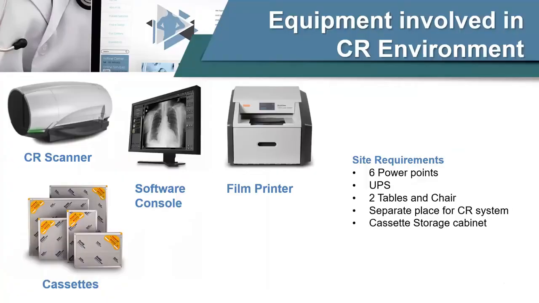See, this is the equipment of the CR. You have a cassette which contains the phosphor plate. After the exposure, this is inserted into the CR scanner, which reads it, and then the image comes to the console. Then you can later on print. See, these are the site requirements which are required for the CR. Next.